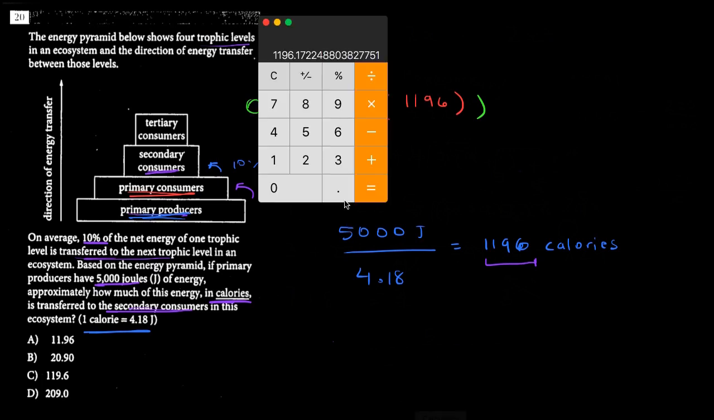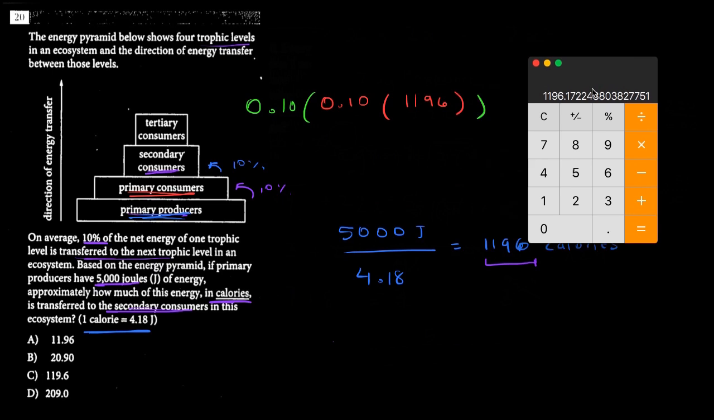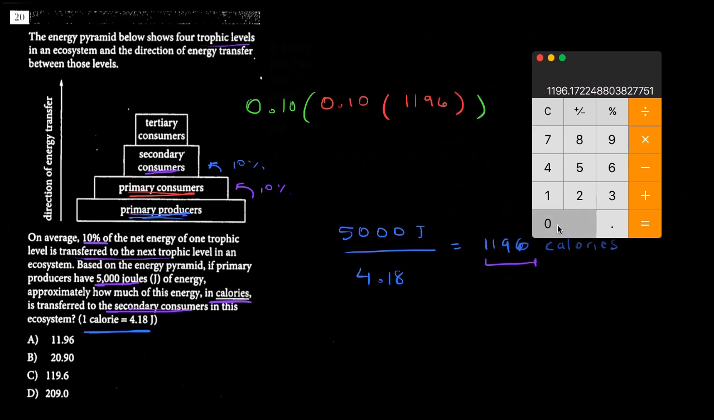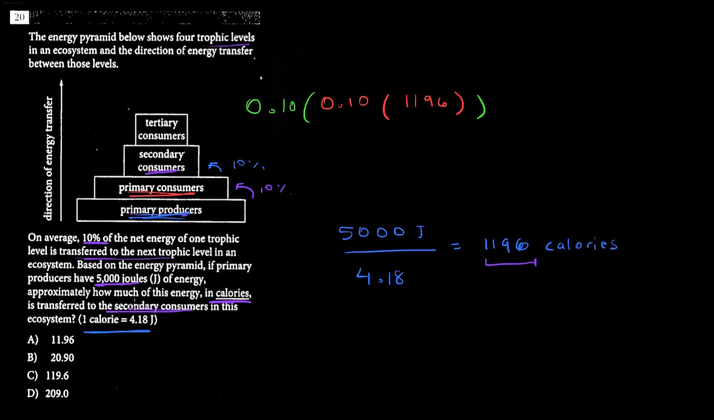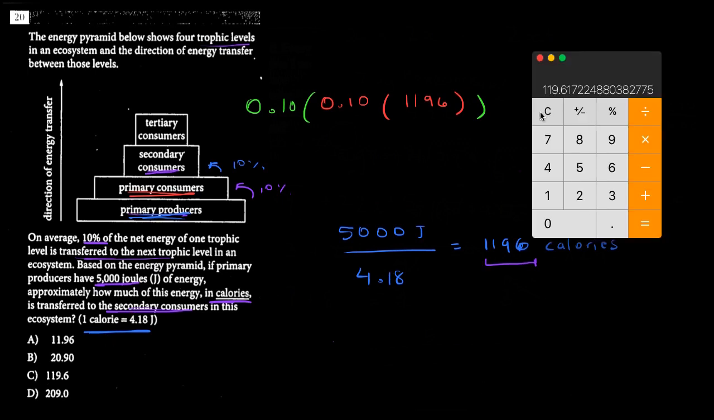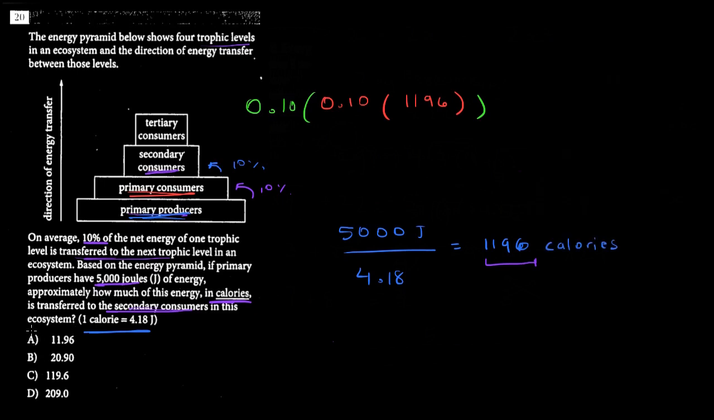If we put that number into our calculator, I'm going to multiply this by 0.10. That's what the primary consumer is getting, 119. And that's actually an answer choice as well, so don't fall for that. Then multiply that by 0.10, so 119 into 0.10. This is what our secondary consumer is going to get, 11.9, and that's going to be A, our answer choice.